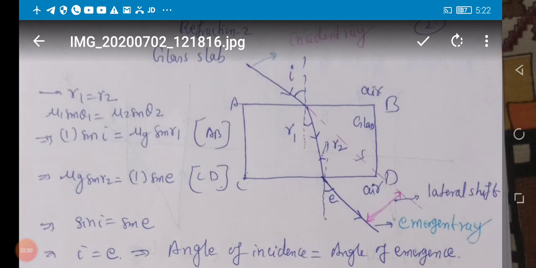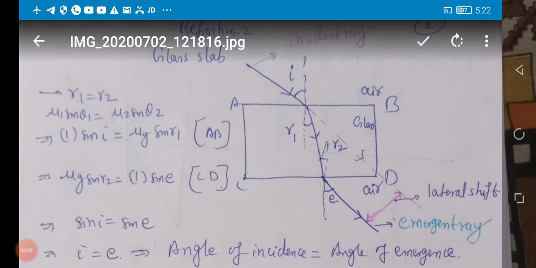Now, students, see the figure at the interface AB. Above it is air and below it is glass. I have applied Snell's law. So mu1, for air, is 1. Angle of incidence I have written, sin i is equal to mu2, that is glass, mu g, into sin r1.